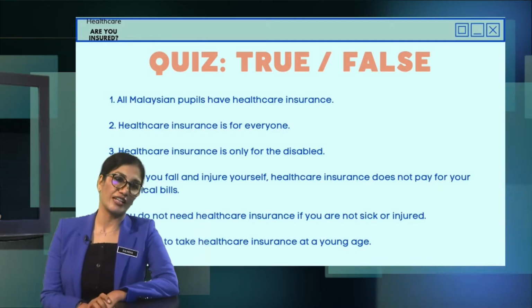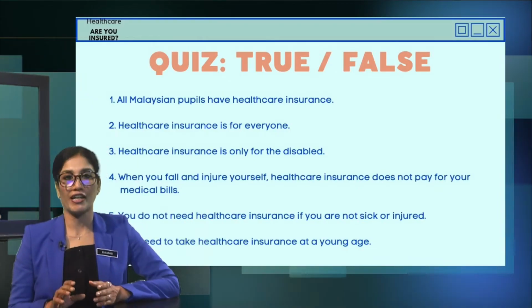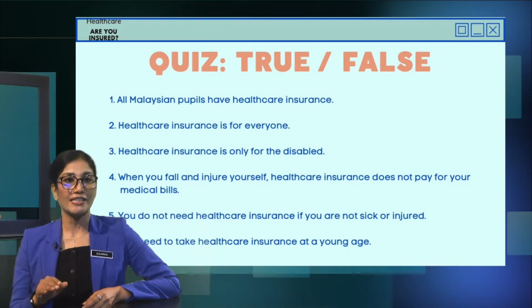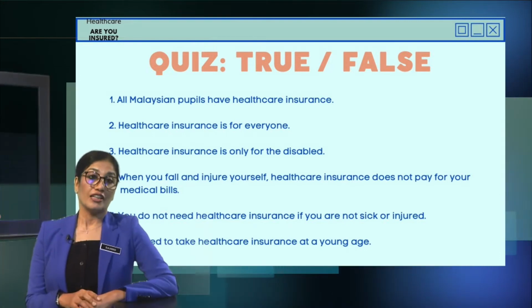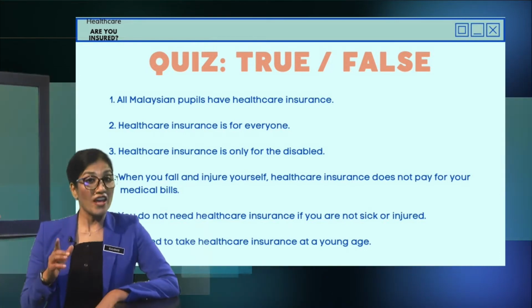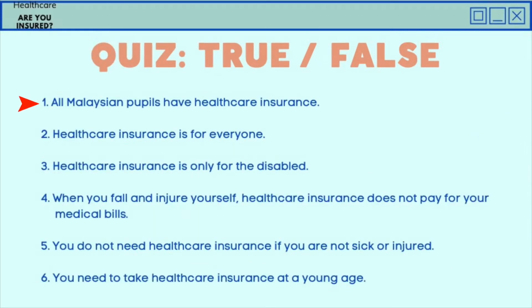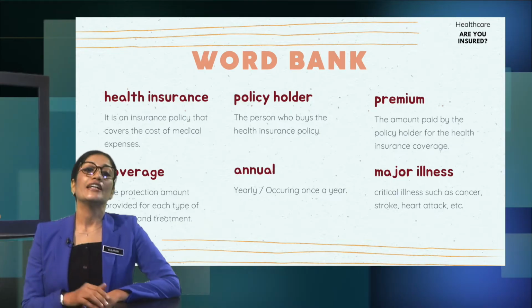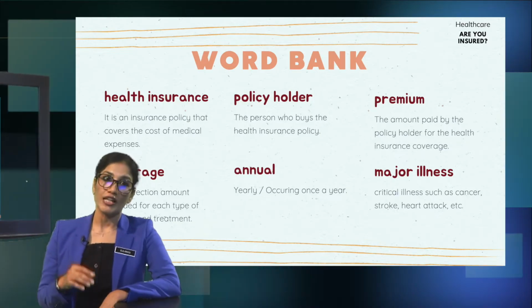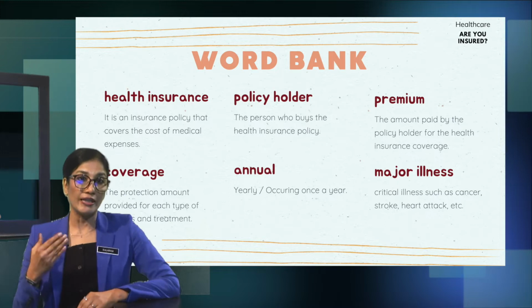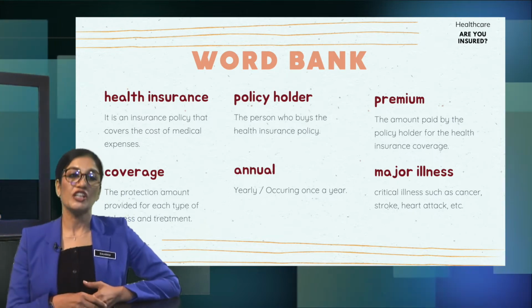For the starter activity, the teacher carries out a pre-test on healthcare. There are 6 true and false questions. For example, question 1. All Malaysian pupils have healthcare insurance. True or false? For the main activity, teacher introduces the vocabulary related to health insurance.